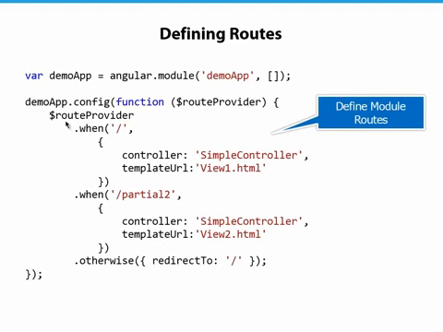In this case, we're going to say the route provider, when the route is just a slash, the root, we want to use simple controller with view1.html. When the route is /partial2, we want to use the same controller in this case, but you could certainly use a different one, with template URL of view2. For the template URL, you might give it a folder where these partials live, and I like to call my folder partials, but you don't have to. Otherwise, if it doesn't meet any of those routes, we're going to redirect back to the root, which ultimately goes back up to here, and we would load view1.